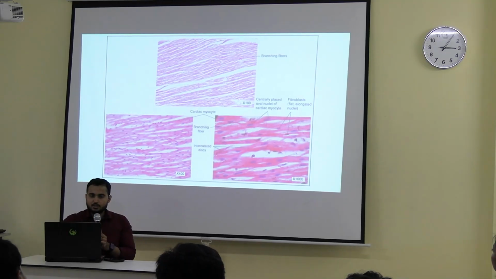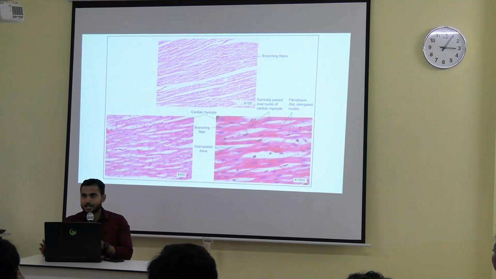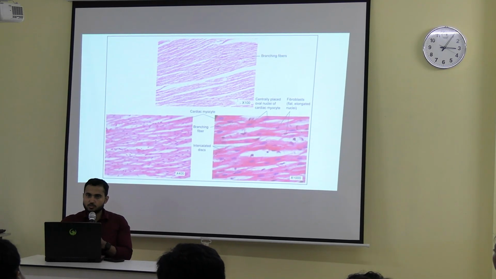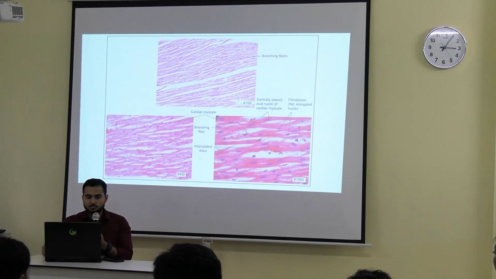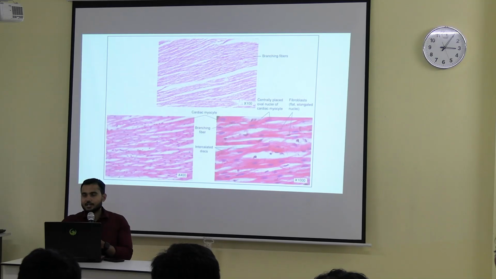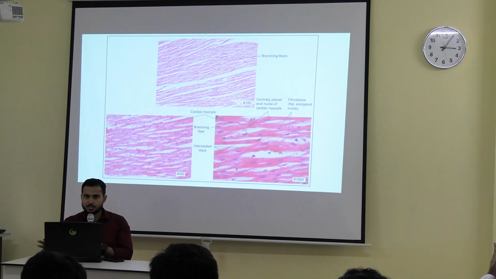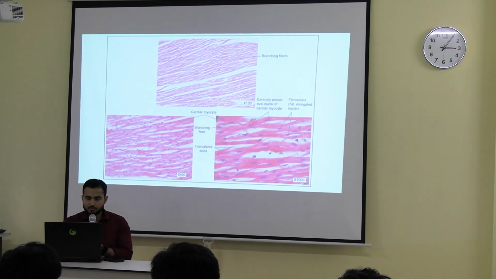Now this is a low power and high power magnification, low magnification, high magnification image of cardiac muscle fibers. Now for cardiac muscle fiber, I don't think I have to give the examples. Okay, you can write from your own.